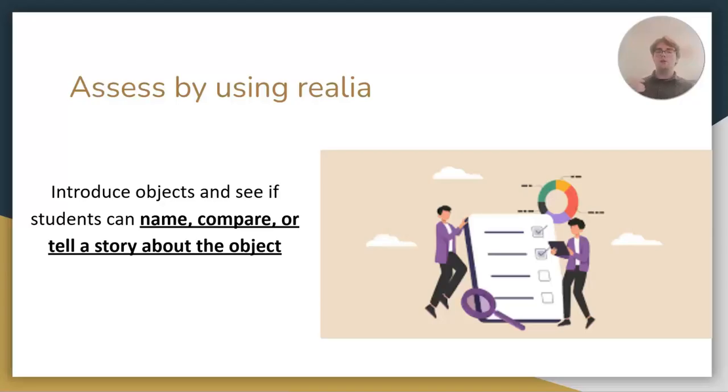Another thing that you can do is assess your students by using Realia. This can be something as simple as showing them an object. Can you name it? Can you compare this object with another one? Can you tell me a story about the specific object that I am showing you? I think that's really cool. Now you're getting your students to think more deeply about the different things that they're seeing, and they're describing more to you, and that can be very helpful in their learning experience.